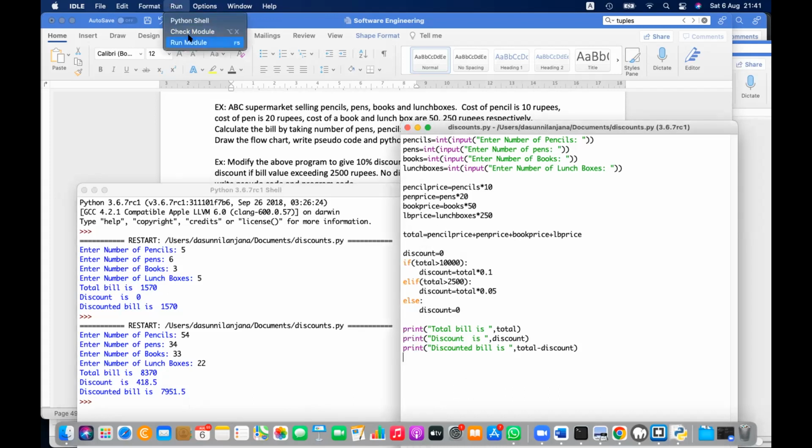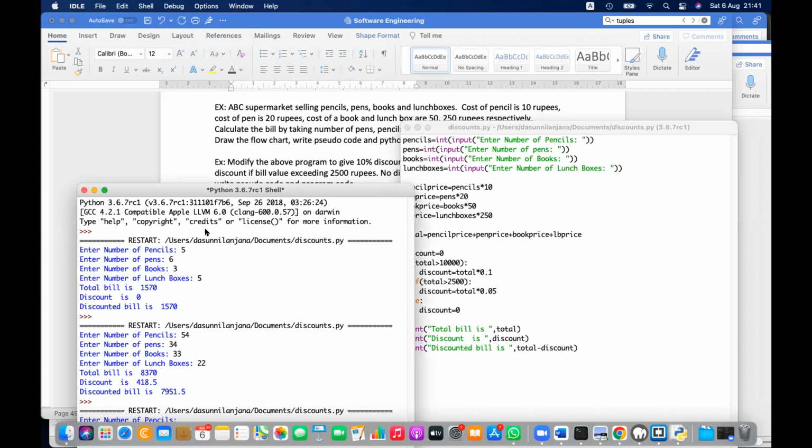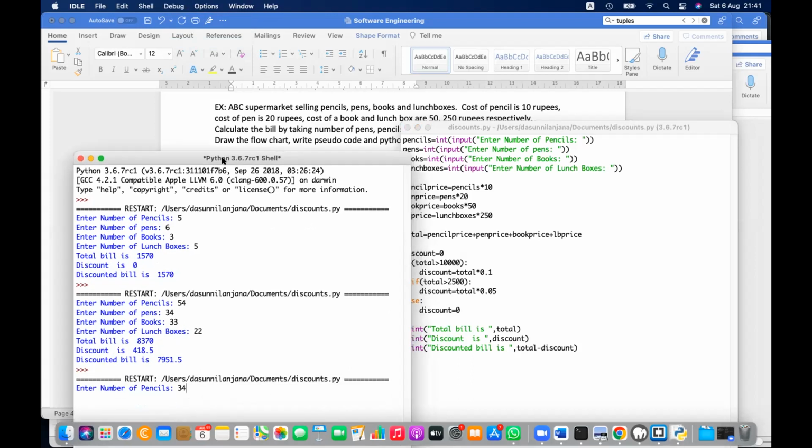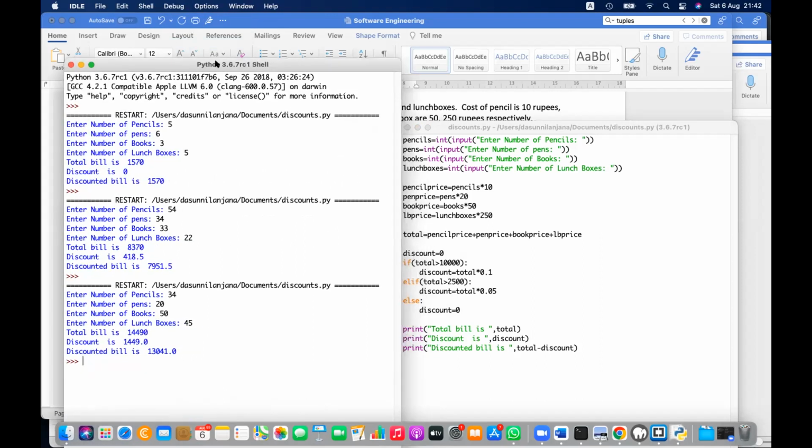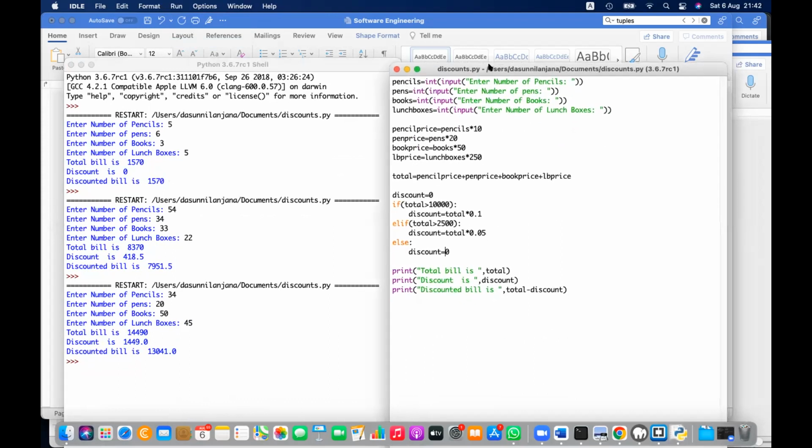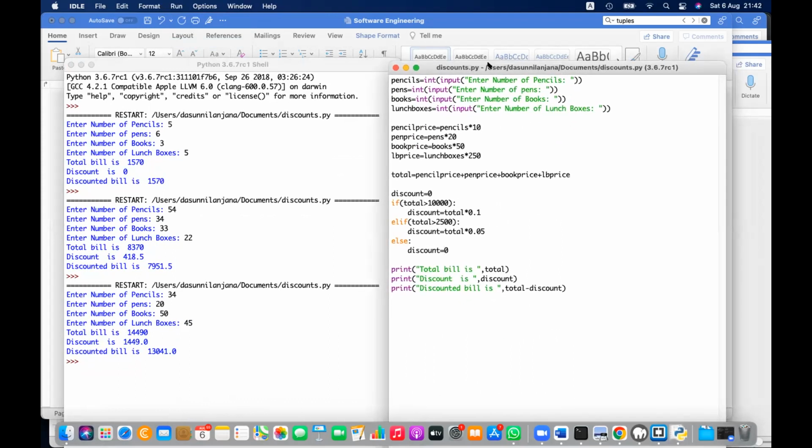Let's try one more time to get a 10% discount. So I need some more items. Say, number of lunch boxes, I need 50, 45. Now you can see the bill is 14,000 and you get a discount of 1,449. That is the 10% discount. Right? Okay, you can just copy this down and edit the code. If you have any question, you can ask now. If not, you can just try this out.